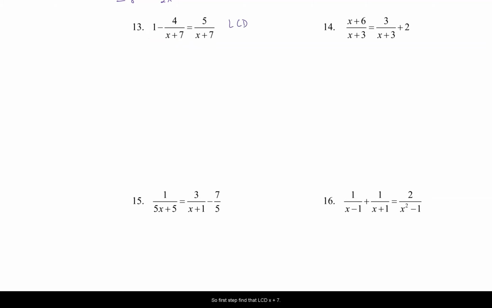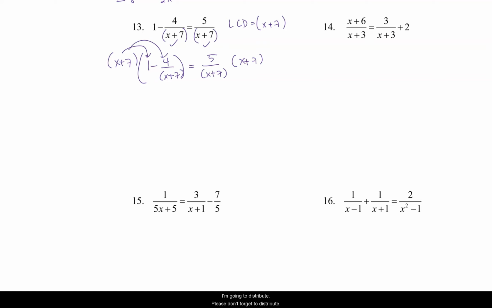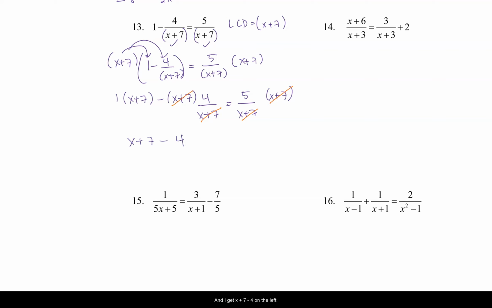So first step, find that LCD, x plus 7. I already have x plus 7 over here, so I do not need to copy it again. So I'm going to multiply both sides by x plus 7. Multiply that side of the equation, x plus 7. And then because I have two terms on the left, I'm going to distribute. Please don't forget to distribute. If you don't distribute, things go bad. And let's cancel some common factors so I can simplify my equation. And I get x plus 7 minus 4 on the left and 5 on the right.